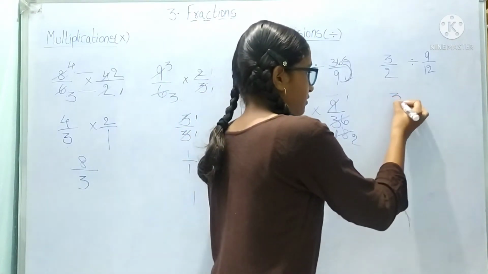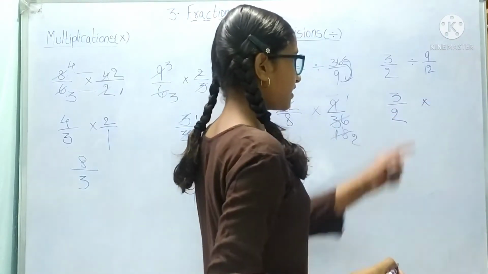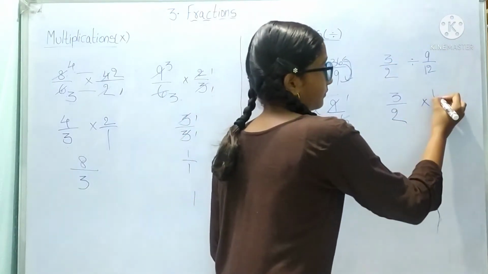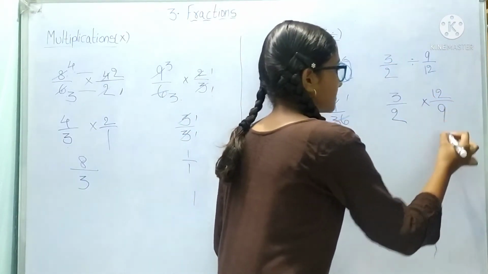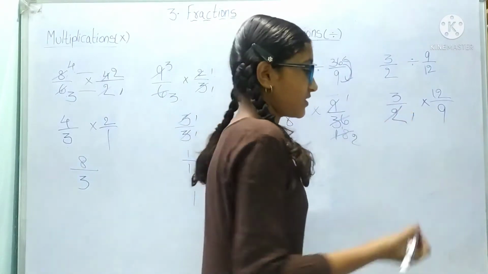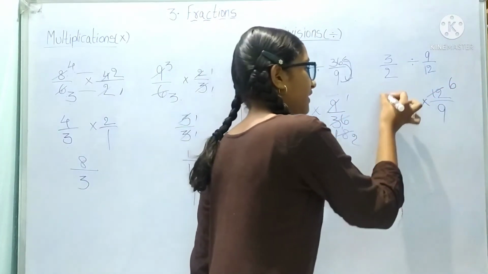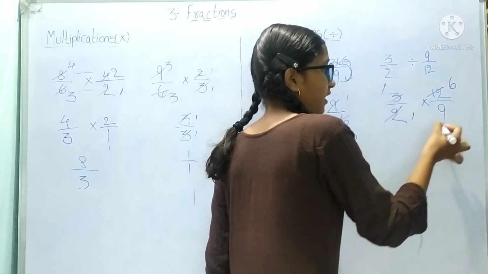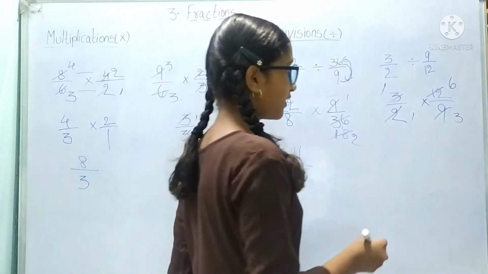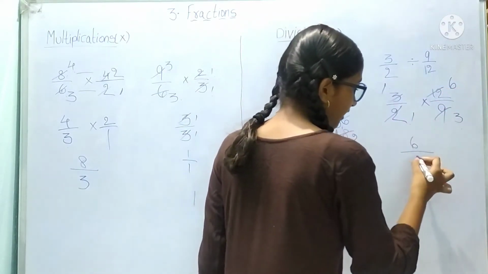We also do this like 3 by 2, and reverse it into multiplication. In the division place you write multiplication, and 12 by 9, so I am reversing it. Now 2 ones are 2. So 2 ones are 2 and 2 sixes are 12. Next, 3 ones are 3 and 3 threes are 9. So we got it all solved: 6 by 3.